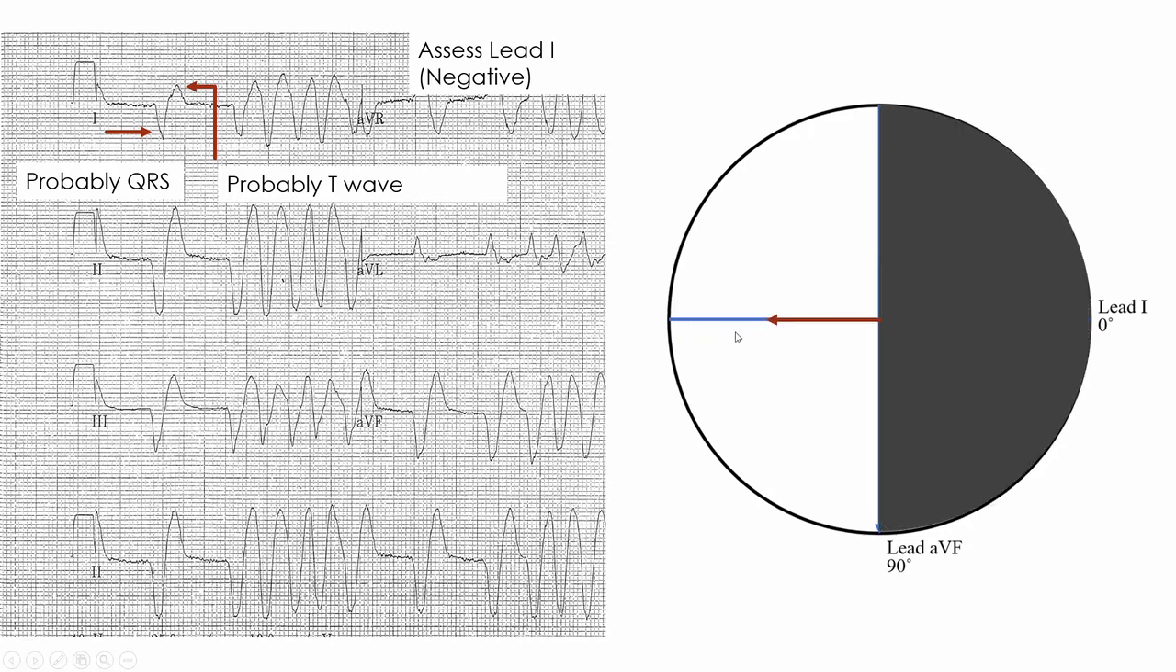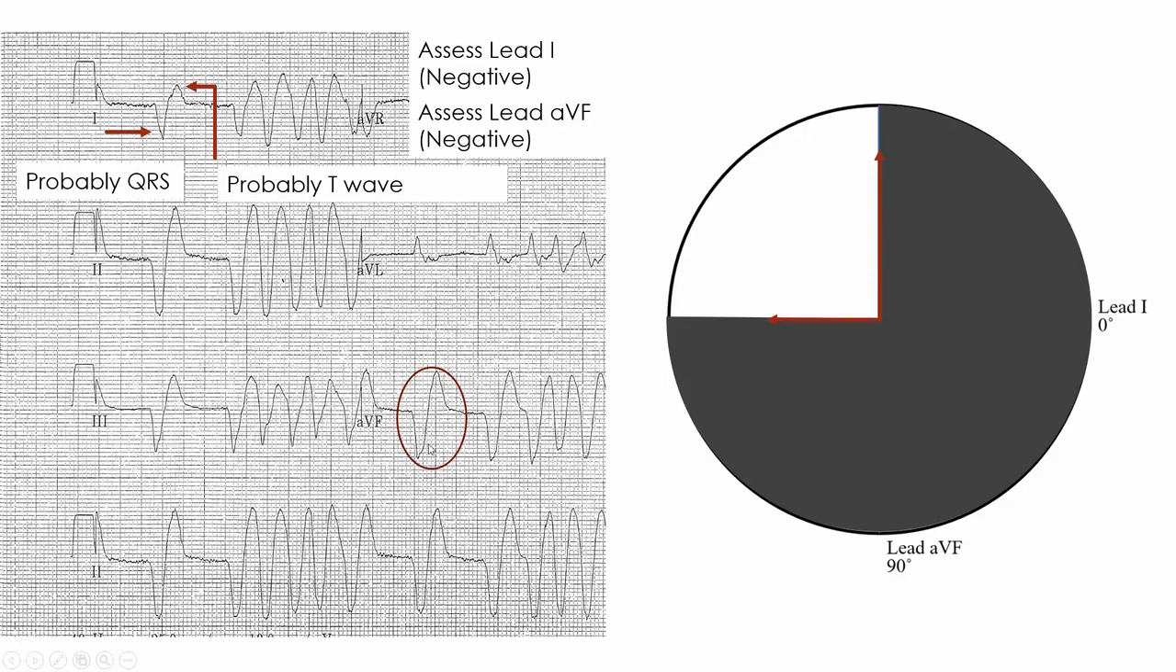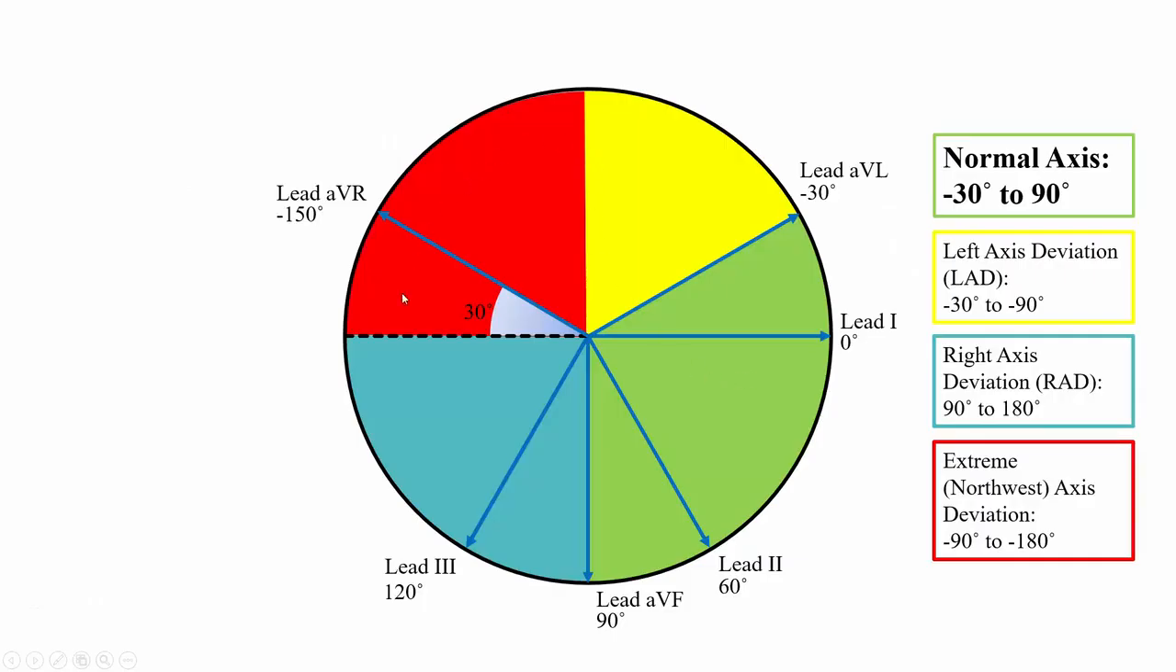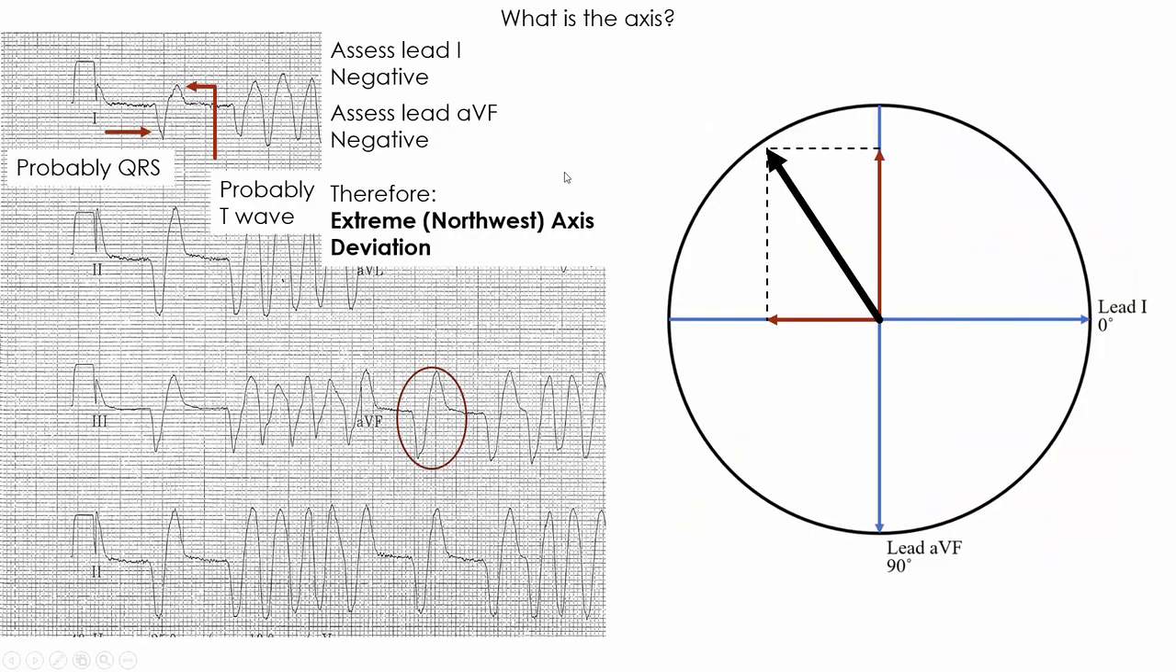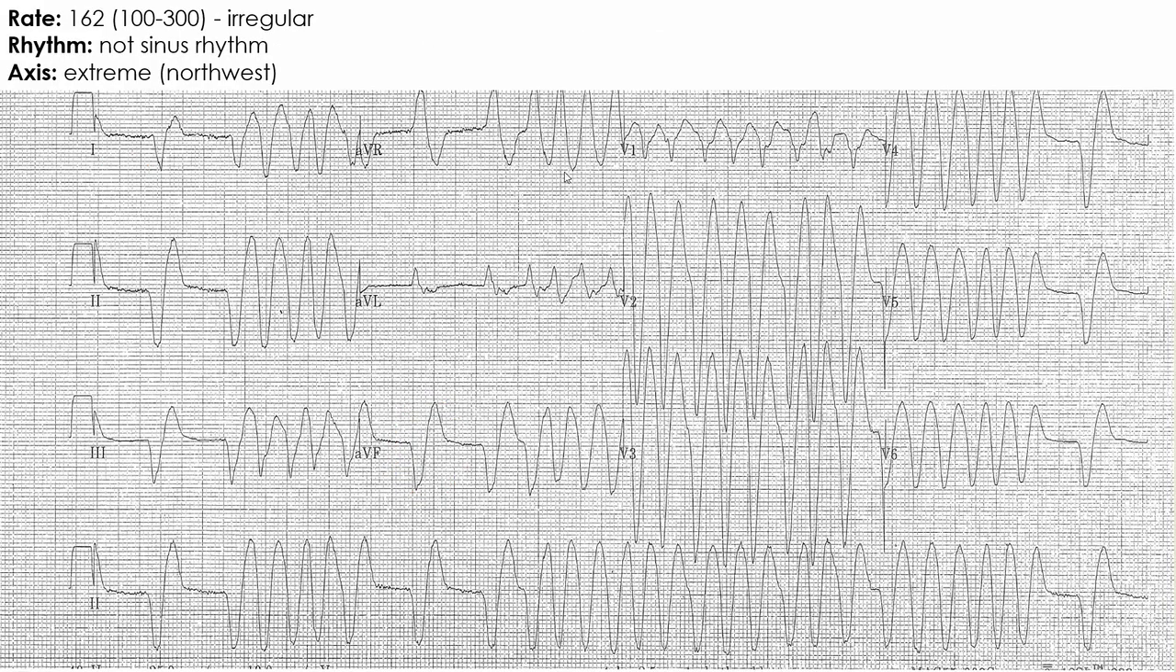Axis-wise, we must be over on this side. Alright, next we're going to look at AVF, and we find it's also negative. Again, QRS complex here, T wave there, that means that this is negative. So we're up here. Going to our diagram, that's our extreme axis or our northwest axis. So we've got a northwest axis and extreme axis deviation, and that's worth knowing.